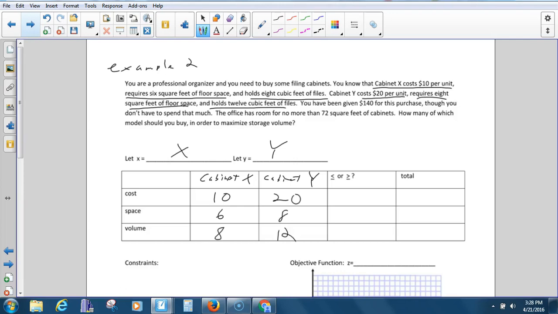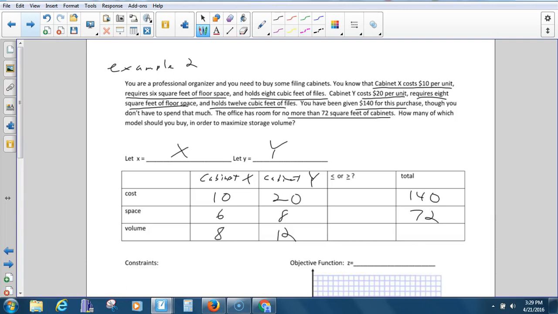Now, you've been given $140 for this purchase, though you don't have to spend that much. The office has room for no more than 72 square feet of cabinets. So where is 72 going to go? Well, that's under square feet. Cost, since we're talking about $10 and $20, that goes here, $140. The office has no more than 72 square feet of cabinets. How many of which model should you buy in order to maximize storage value?